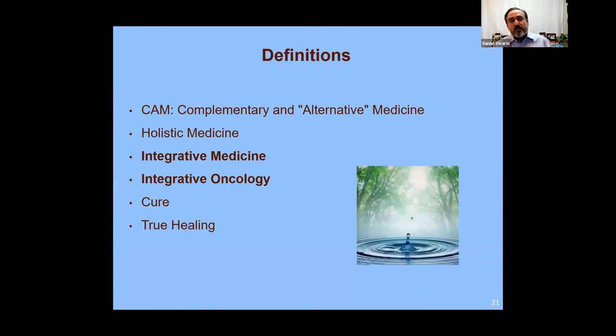Briefly, definitions: we talk about CAM, we talk about holistic medicine. I love those names. Now, when we're talking with physicians that are more in traditional medicine, especially oncologists, it's great to talk about integrative medicine and integrative oncology because it really is a specialty. And I'll bring up in a few minutes alternative medicine, that word.